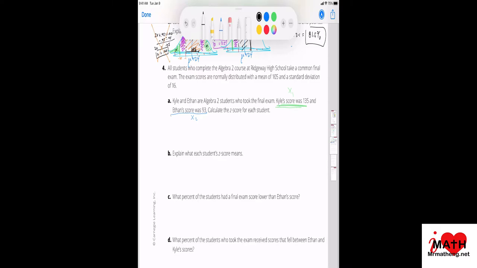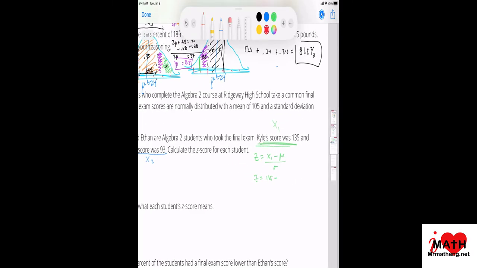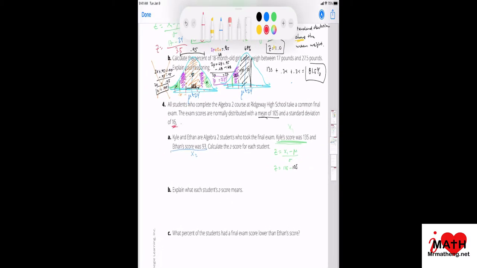So let's go ahead and do this by hand. Let's go ahead and do the green one over here. So z equals x1, which just basically means the first score, minus the mean divided by the standard deviation. So x1 is 135. The mean here is 105 and a standard deviation of 16.